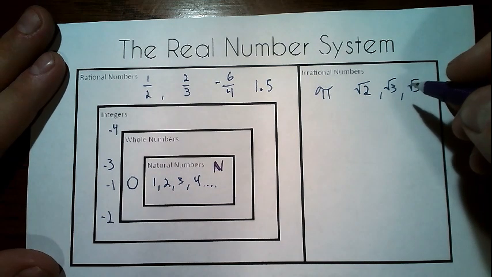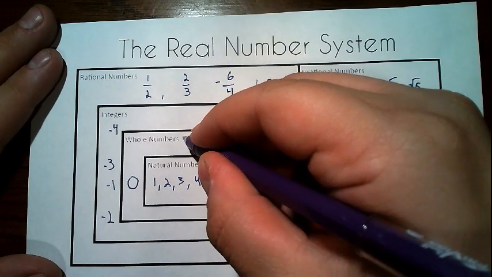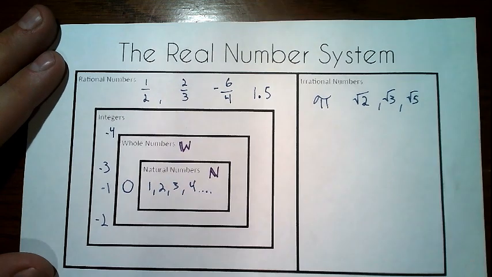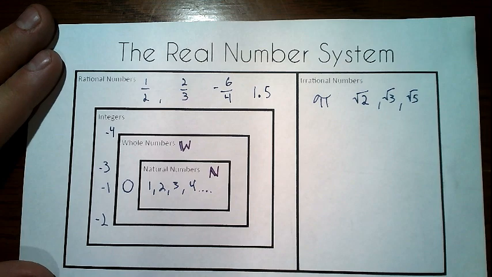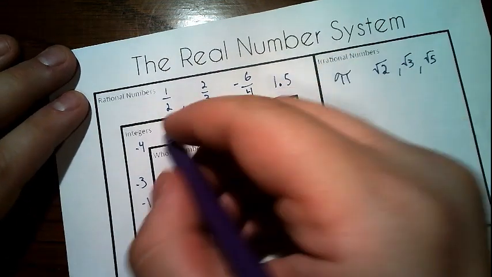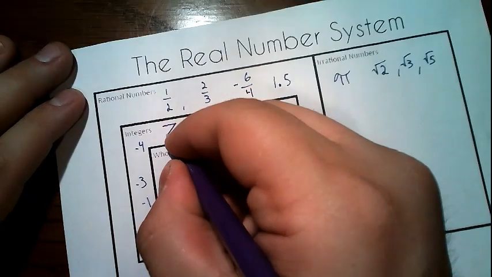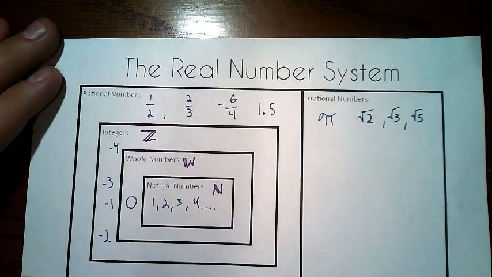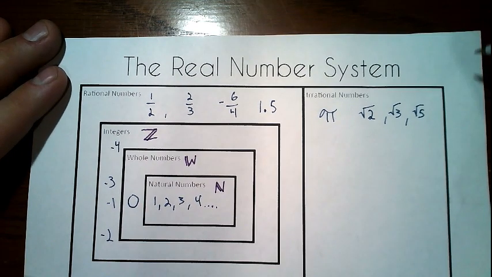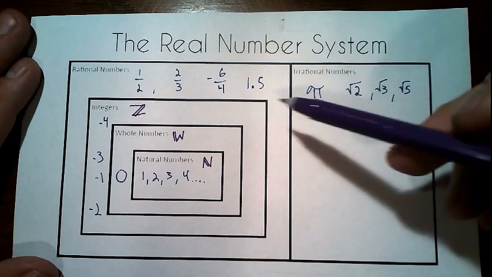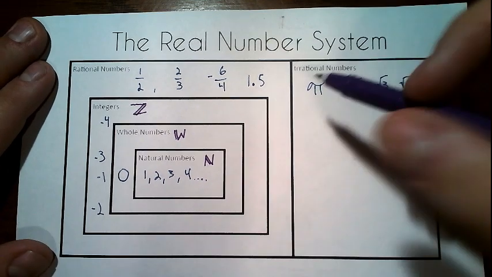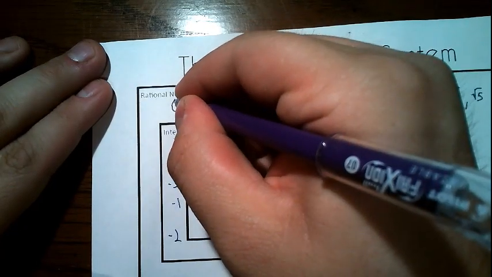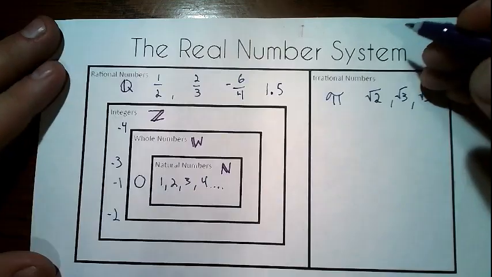Whole numbers are sometimes represented with a W that has an extra line on the side. Integers are represented with a Z that has a line through the middle, right? An extra line there. The rational numbers are represented with a Q that has a line right there.